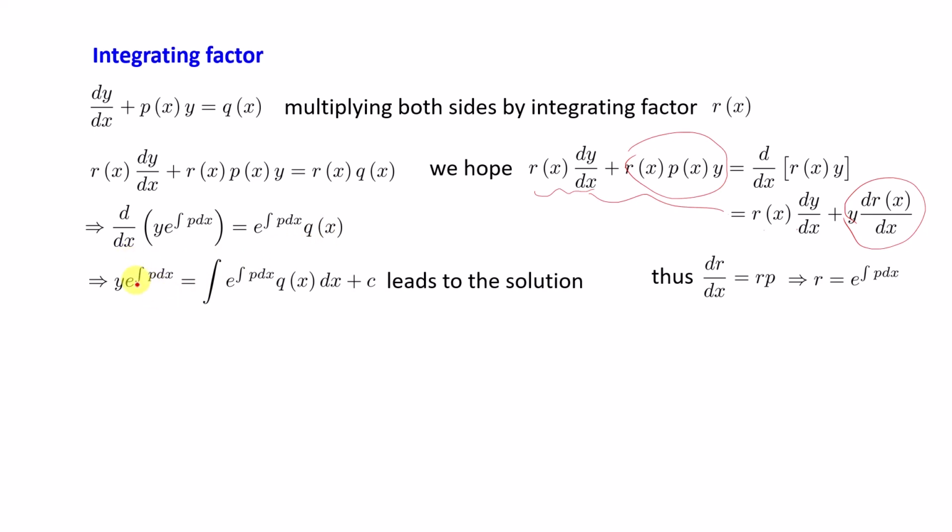I can integrate both sides. Left side is y e to the power ∫p dx, right side is the integral of e to the power ∫p dx times q dx, plus a constant.